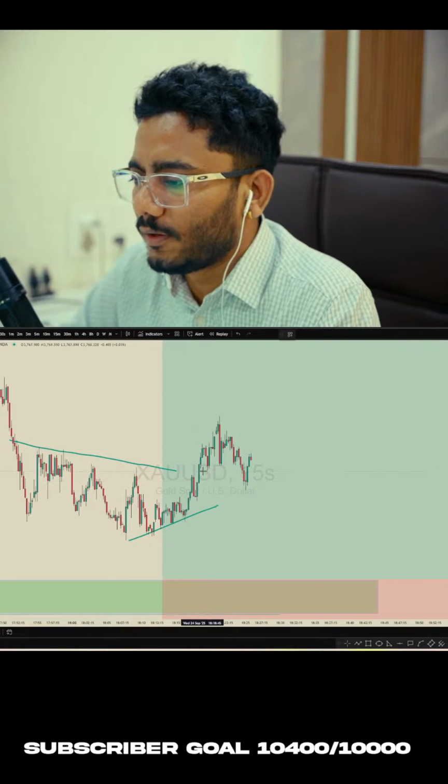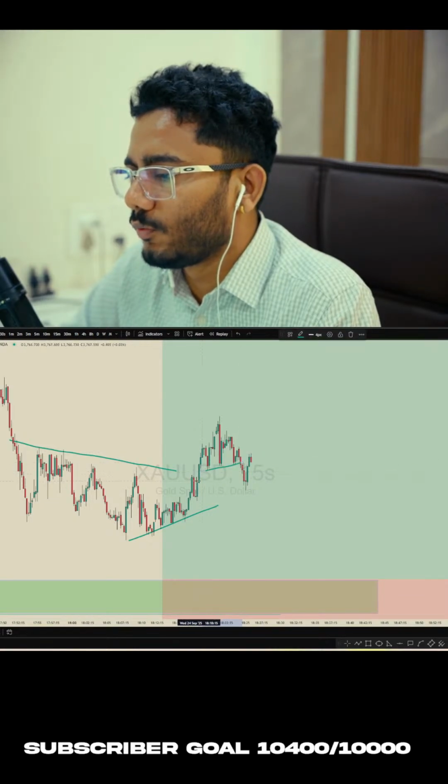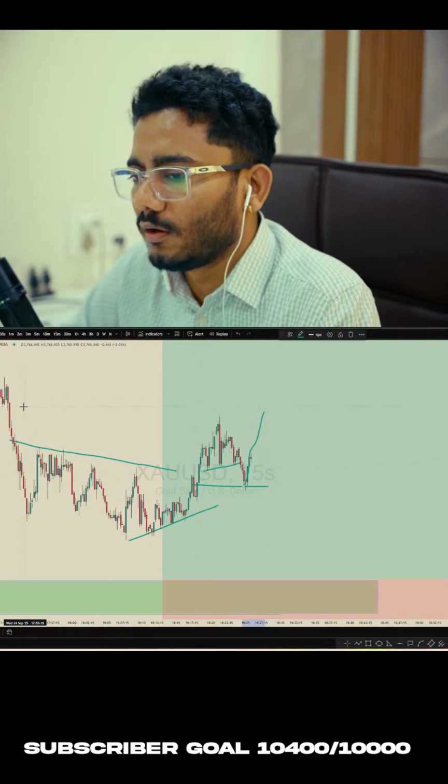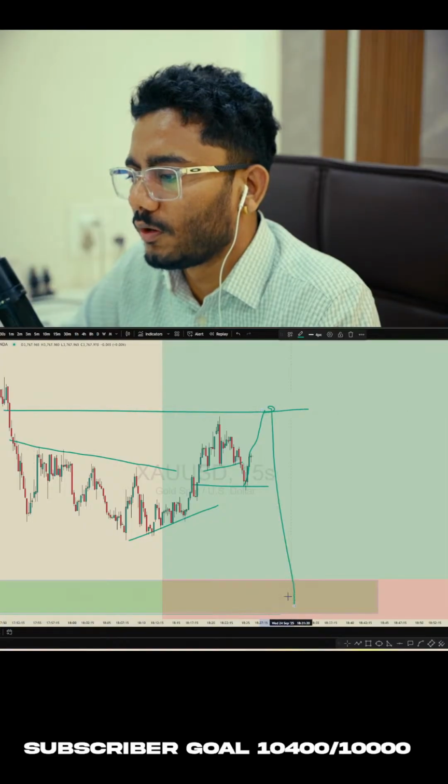It's creating the same pattern. If you look at this, price swept the liquidity from this low. It will react and continue. Again, it can tap this sort of block and it will continue downside.